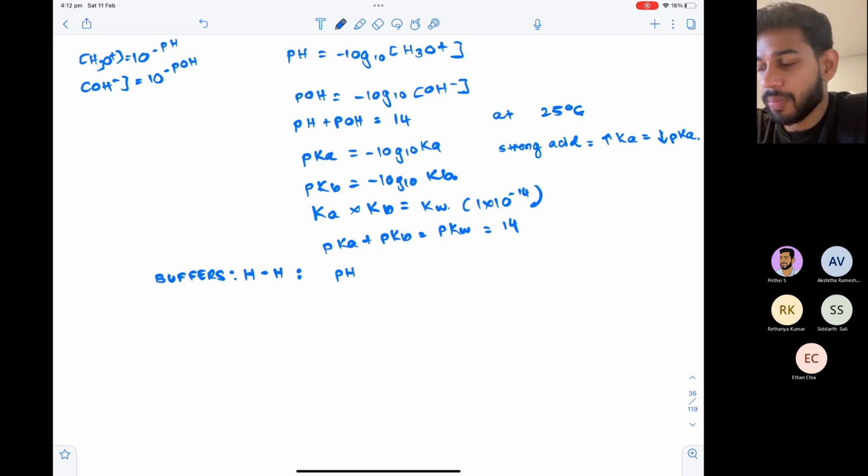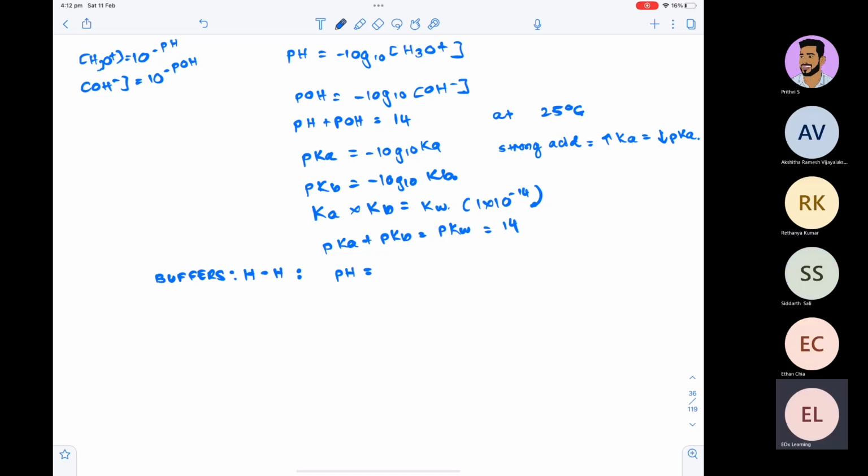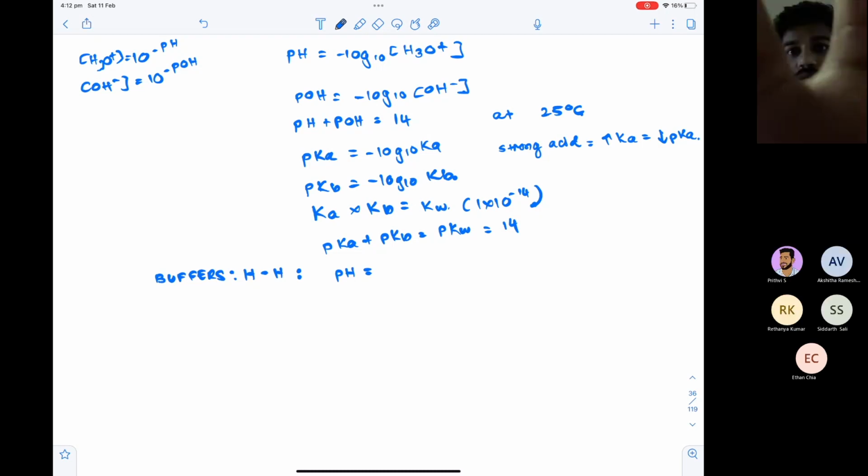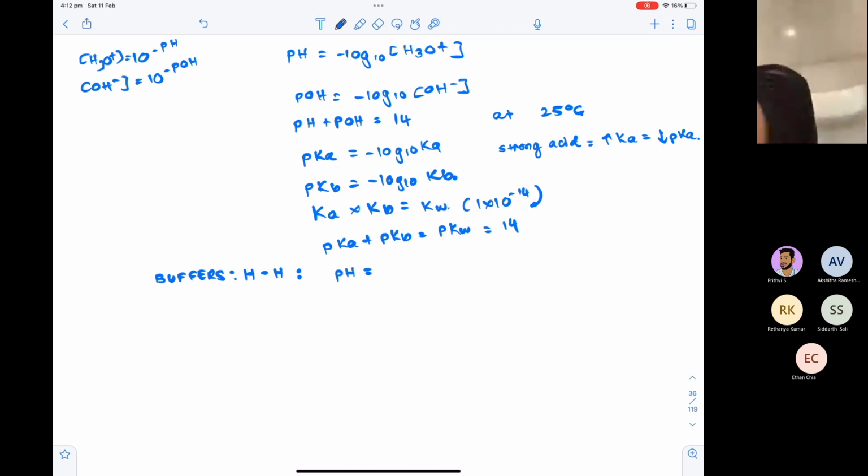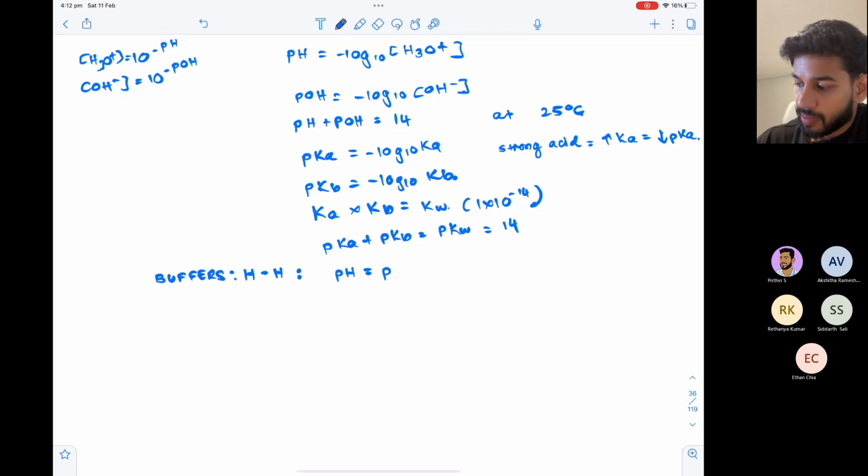Now, the hard part about this equation is remembering it. Batteries. Just quickly charge my iPad. Okay, good.